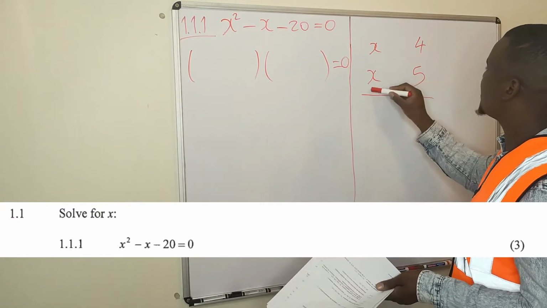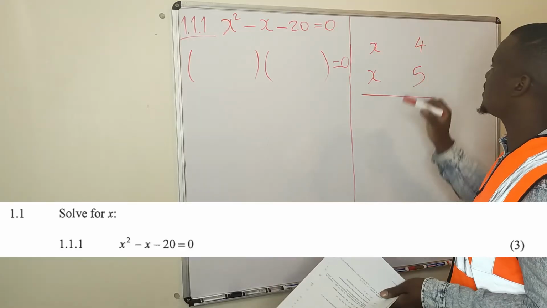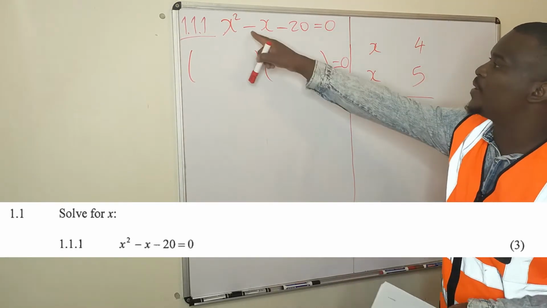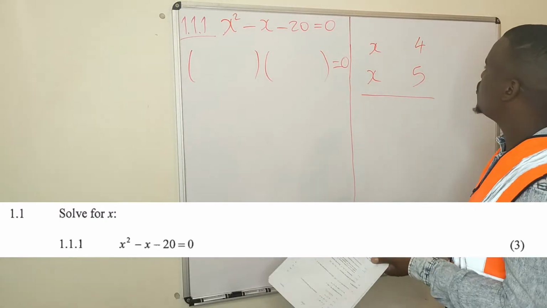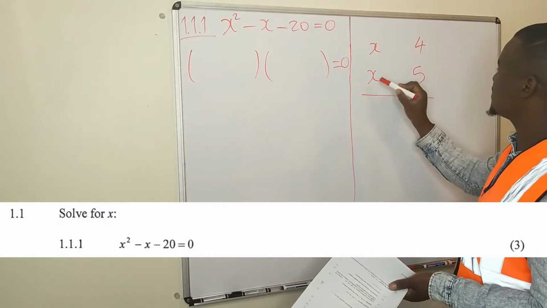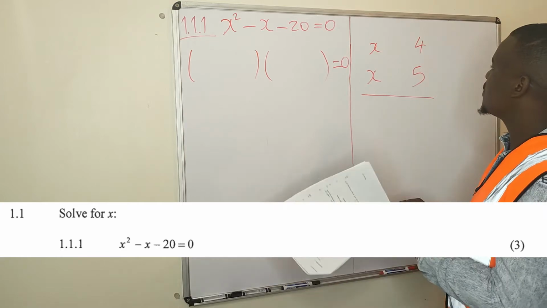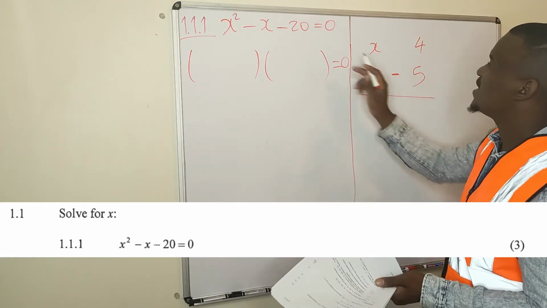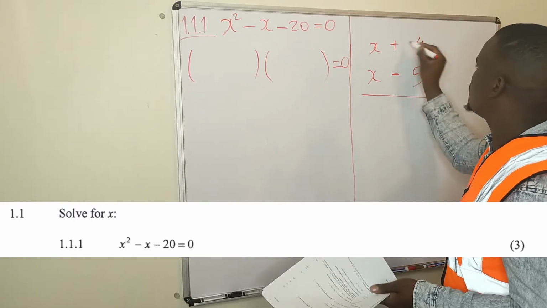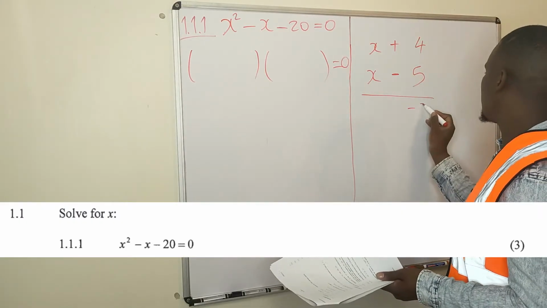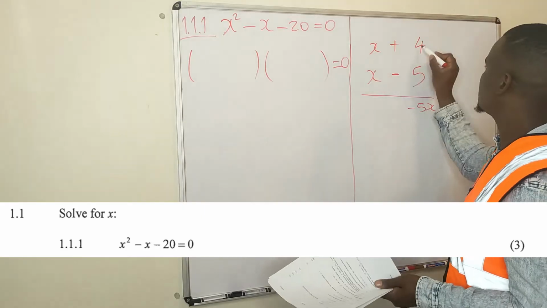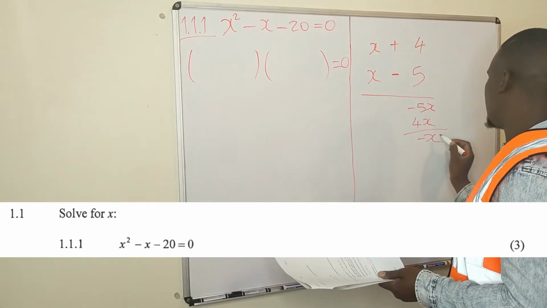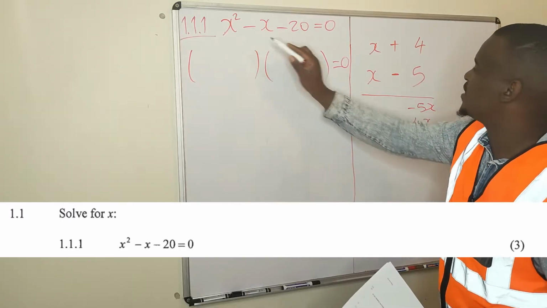And then now what you do, you cross multiply these. So this times this times that. And the bigger cross multiplication will take the sign of the middle term there. So this times this is 5x, this times this is 4x. So the bigger cross multiplication is this one. So it will take the sign of the middle term, and this one will be positive. So this times this is minus 5x, this times that is 4x. And then when you add them, you get negative x.